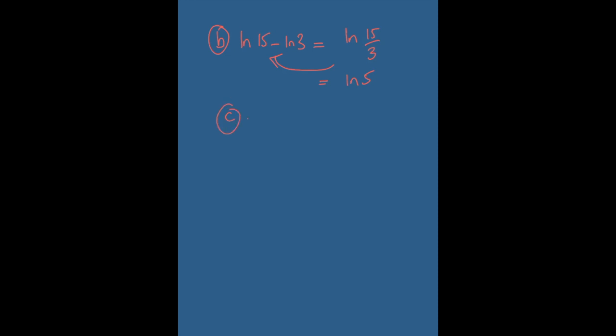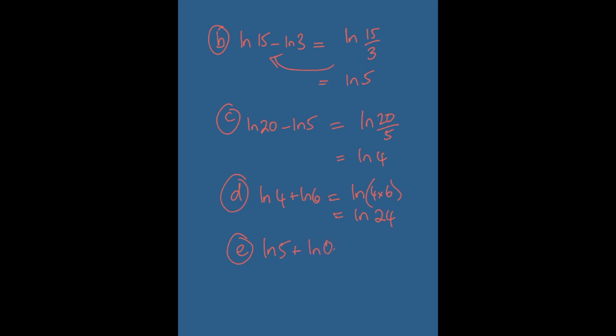Question C is a similar rule. It's the same as this, which is equal to the natural log of 4. D is going back to the addition and multiplication, so it's the same as the natural log of 4 times 6, which is equal to the natural log of 24. E is also the same rule, so just multiply those together.